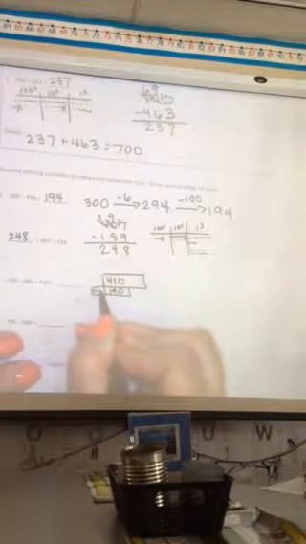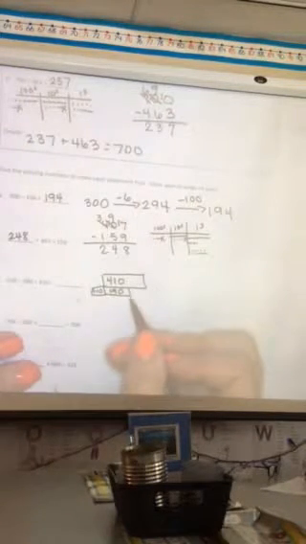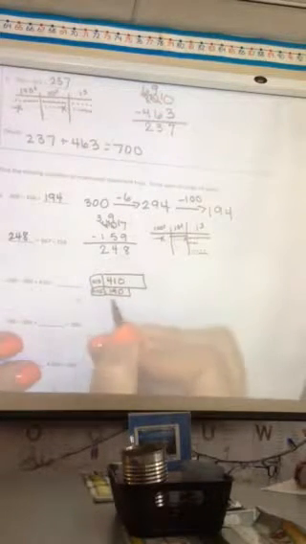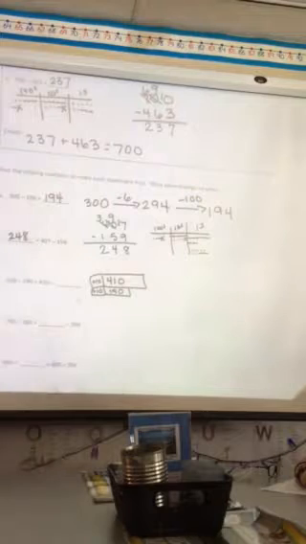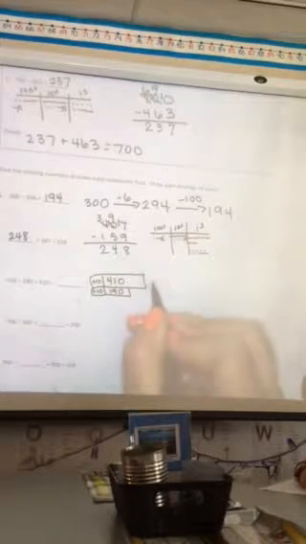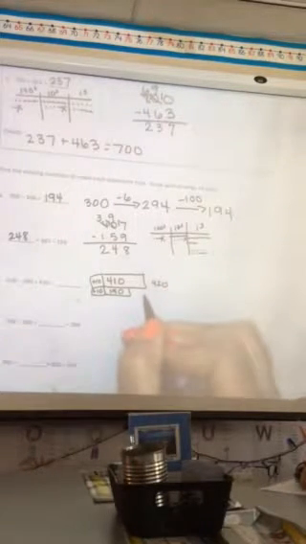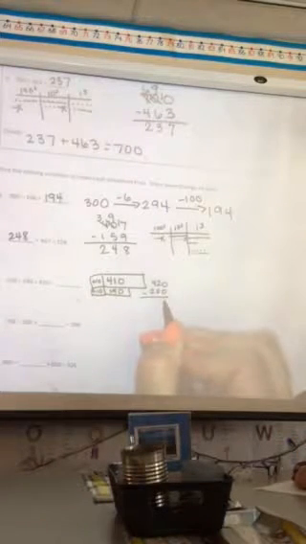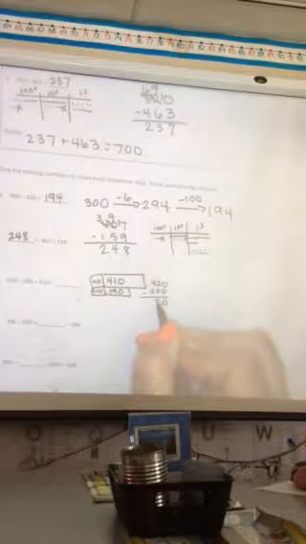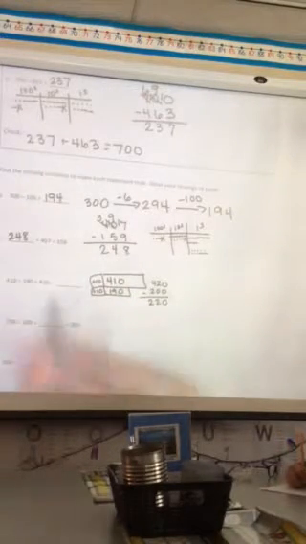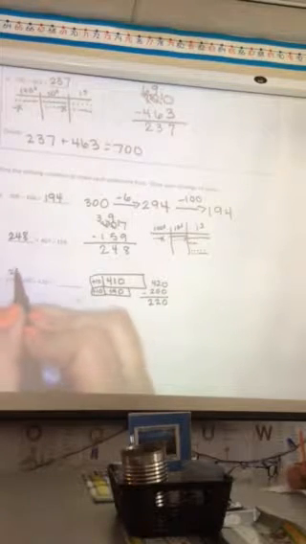So to do that, I'm going to add 10. And if I add 10 to one, I need to add 10 to the other. So both the subtrahend and the minuend have increased by 10. So that simplifies the equation by making it now 420 minus 200. And that's easy. 0 minus 0 is 0. 2 tens minus 0 tens is 2. And 400s minus 200s is 2. So the left-hand side of the equation is 220.